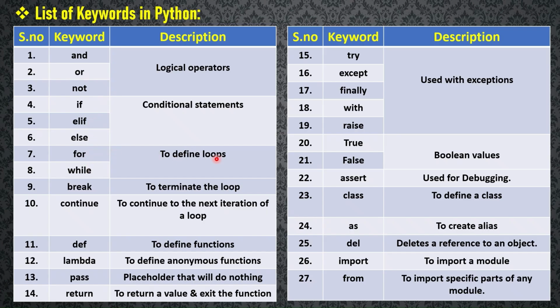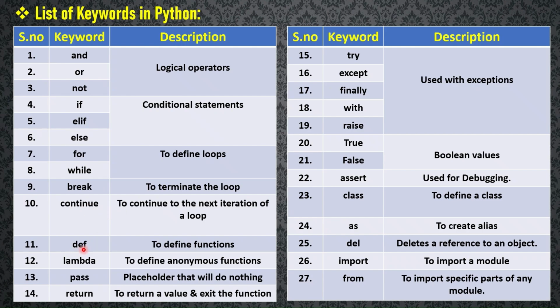Similarly, if we want to define some loops and iterate over those loops, these keywords can be used. These keywords are for and while. Similarly, break: if you want to terminate from the loop, this break keyword is used. If you want to continue the loop to the next iteration, the continue keyword is used.